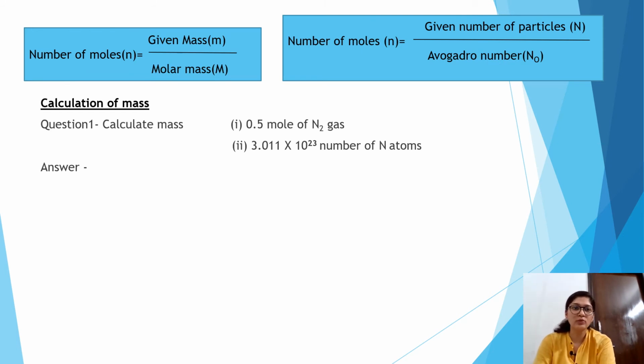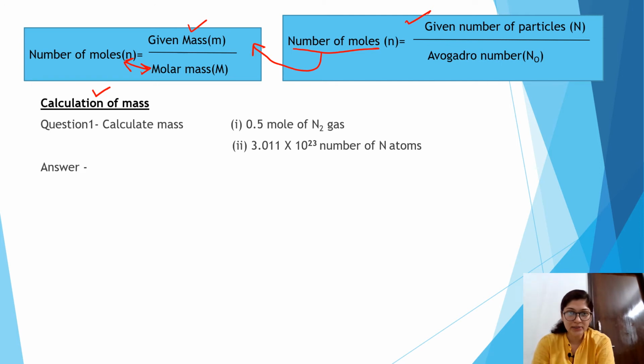Now we have to calculate the mass. How we can calculate? Just cross multiply it. Then we get a given mass. So mass can be calculated when the number of moles is multiplied with the molar mass. This is the one way we can calculate mass. The second way, if the number of particle is given, then first calculate the number of moles and put this number of moles into this formula, we get the mass, right?